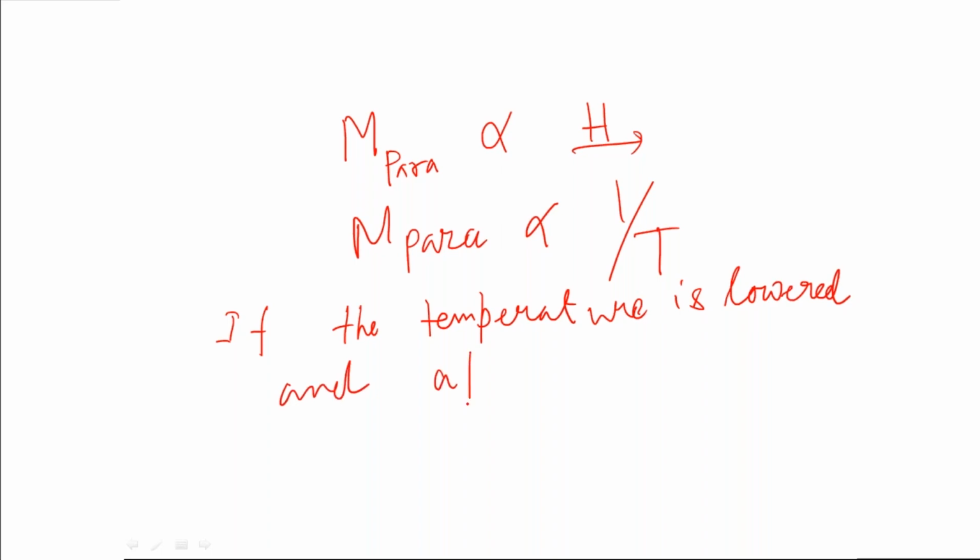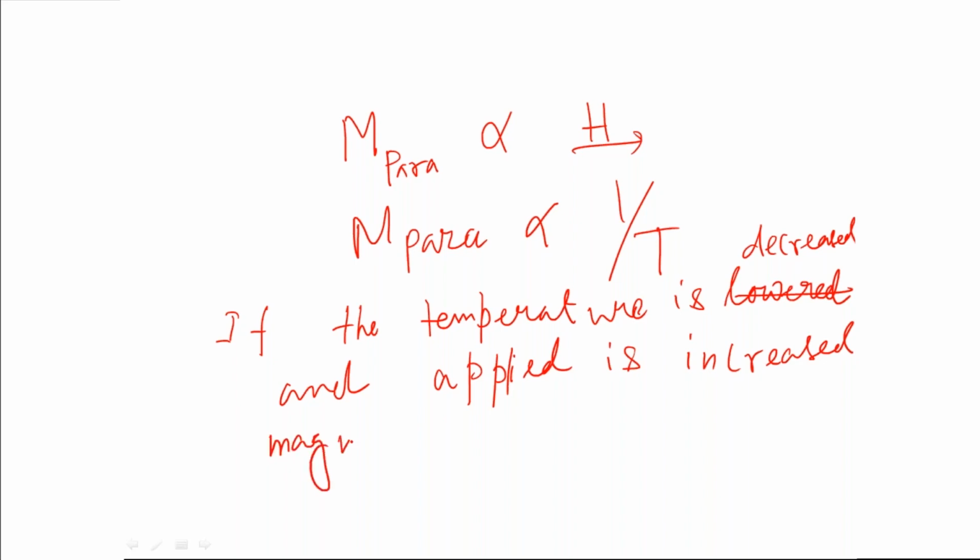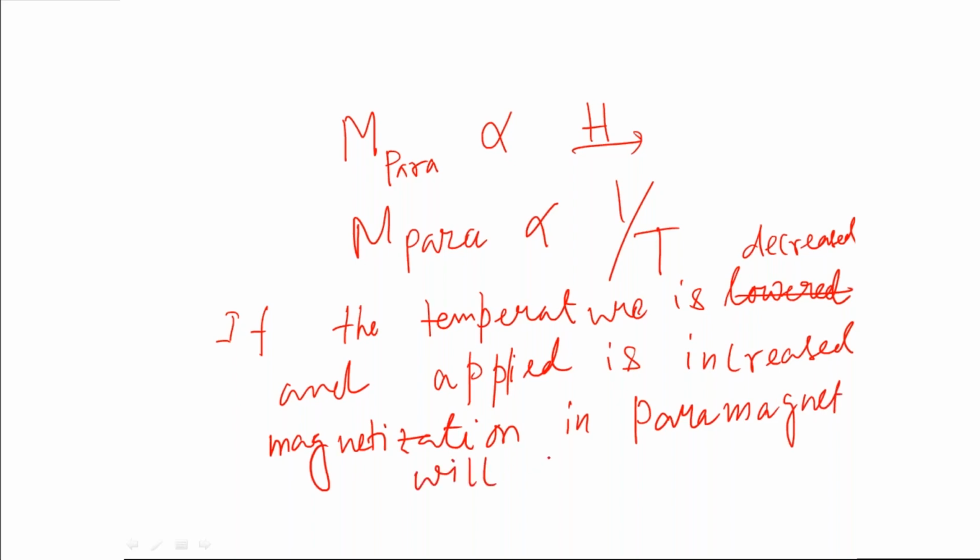So that's why we say, if the temperature is lowered and the applied field is increased, lowered means decreased and applied field increased, then magnetization in paramagnet will saturate. Saturate means what? I'll tell you.